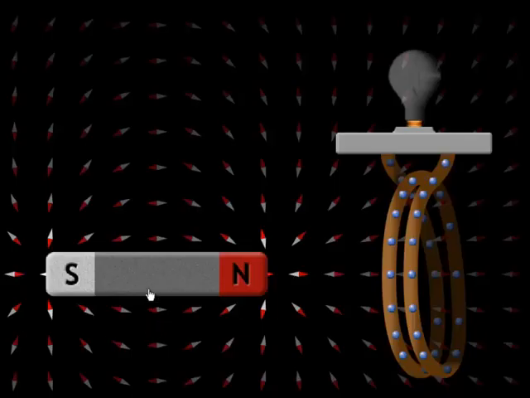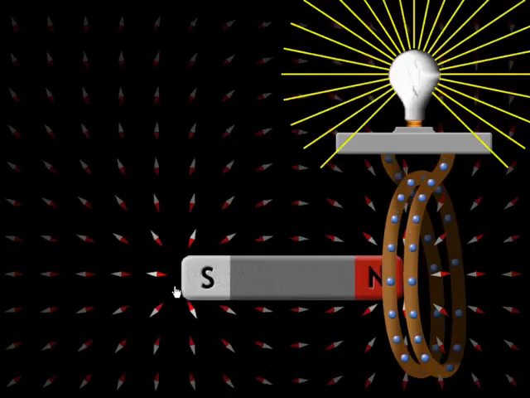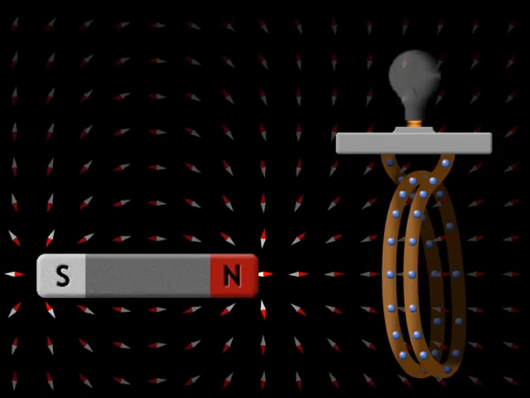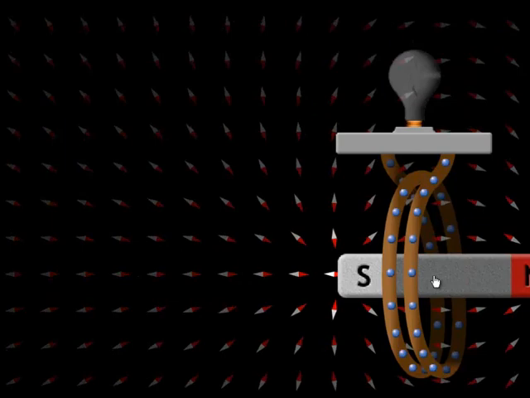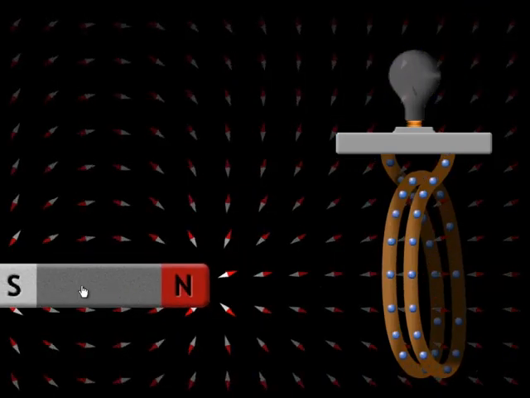Current can be generated by moving a magnet in and out of a coil of wire. As the magnet enters, the magnetic field strength inside the coil increases, and induced voltage in the coil is directed one way. As the magnet leaves, the magnetic field strength diminishes, and voltage is induced in the opposite direction.